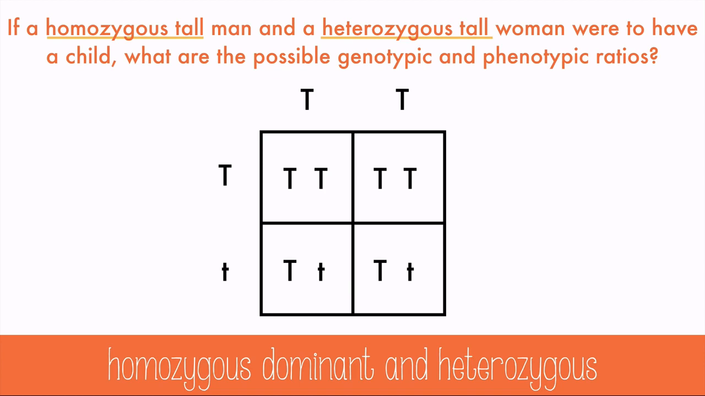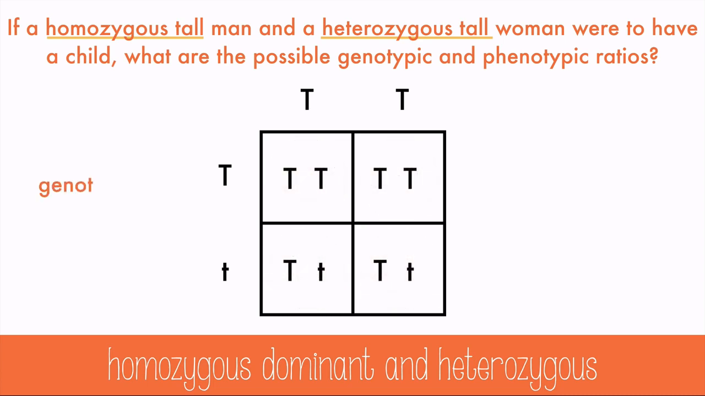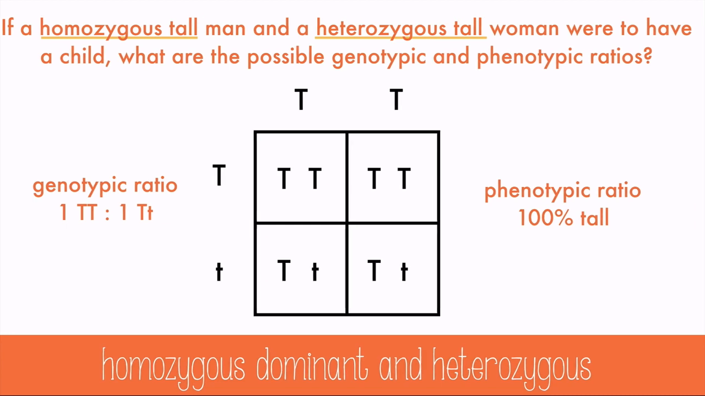Next, we'll fill out the Punnett square. Knowing that each square is worth a quarter, or 25%, we can figure out the genotypic and phenotypic ratios. The genotypic ratio is 50% homozygous dominant and 50% heterozygous. The phenotypic ratio, however, is 100% tall, because having just one tall allele will make a tall person.